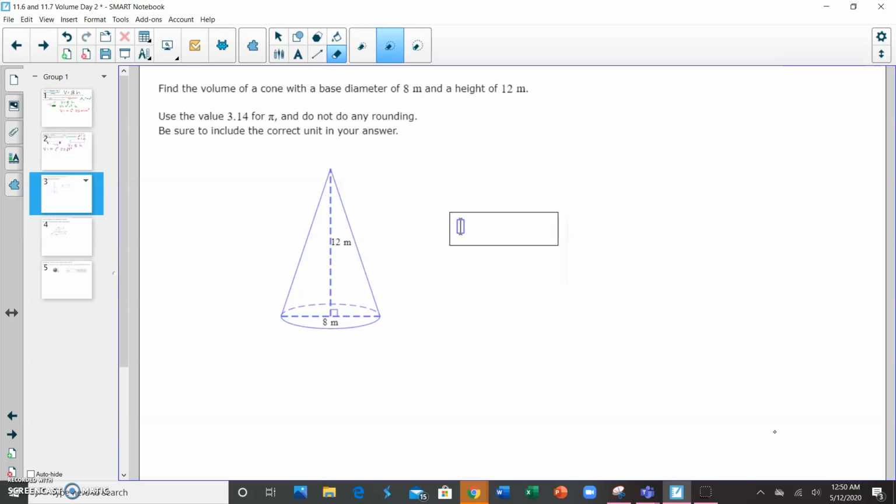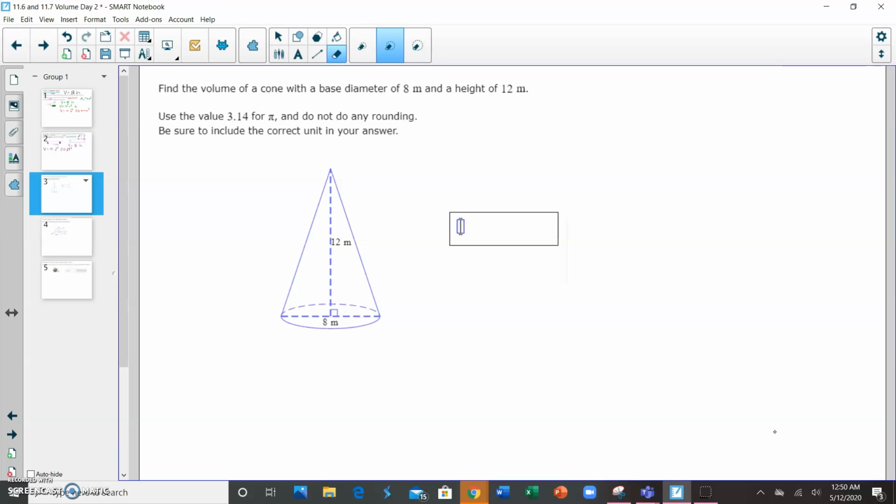3 times, and that would fit inside the cylinder with the same diameter and the same height, an 8-meter diameter and a 12-meter height. So if we took this cone and we flipped it upside down and we filled it up with water, we could fill up a cylinder 3 times that had the same dimensions.